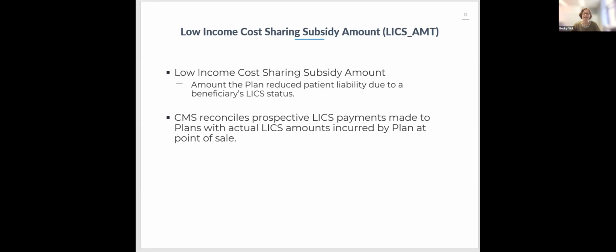CMS reconciles the prospective LIS payments made to the plans with actual LIS amounts incurred by the plan at the point of sale. So it's a reconciliation that happens after transactions actually occur, but the plans receive upfront an expected payment from CMS that is later reconciled.